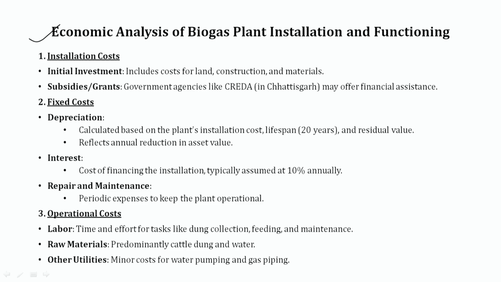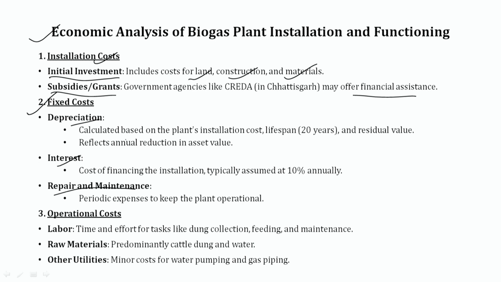Right now we are seeing how many types of costs are involved in installing a biogas plant. We see here the installation cost, which is the initial investment, and subsidies and grants, which can be provided by government agencies like CREDA in Chhattisgarh, and may offer some kind of financial assistance. Initial investment is the total cost, which includes the land, construction and the construction material for the construction of that biogas plant. The next one is the fixed cost, which includes depreciation, interest and repair and maintenance.